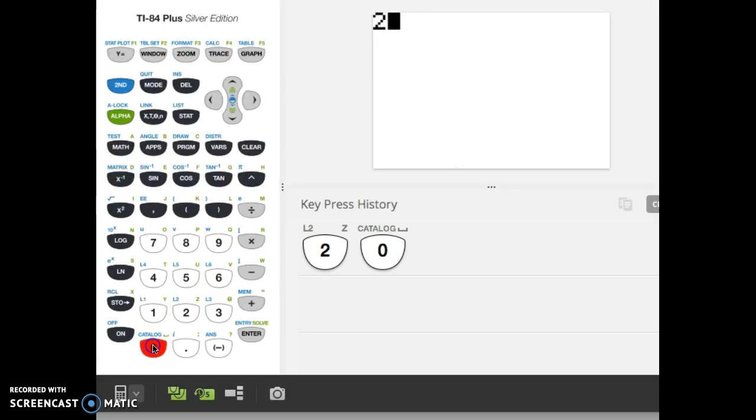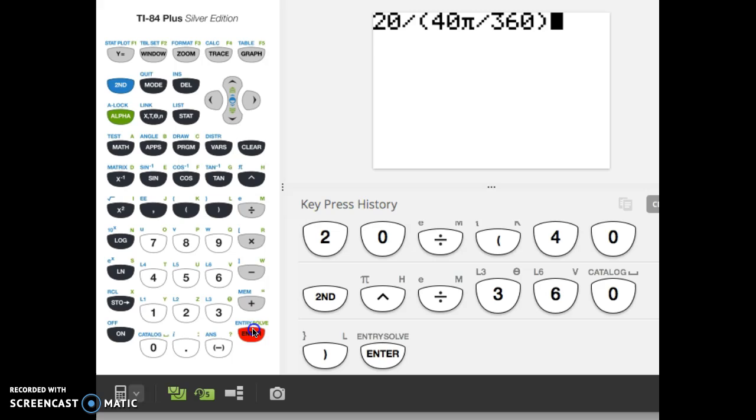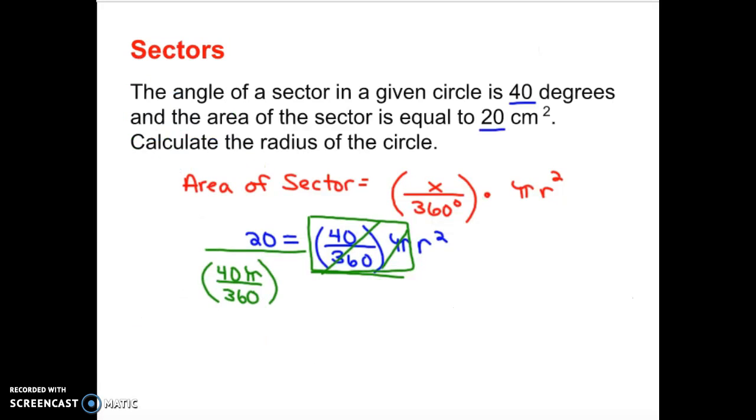Okay, so I'm going to go ahead and do 20 divided by, and then 40 pi over 360. And that's what I end up getting. Again, that's what's equal to r squared, so I'm going to go ahead and write that down for a minute. So r squared is equal to 57.296 roughly. So let's write r squared is equal to 57.296. And so if you want to get r by itself, it should make sense you just take the square root of that. So I'm going to go ahead and take the square root of that and see what I get for r, and then I'll round it.